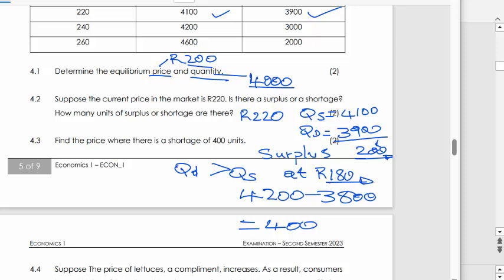So your answer is 180. I've put this to show you that this is the final solution. So this is the answer here. But you need to at least show how you got to the solution.